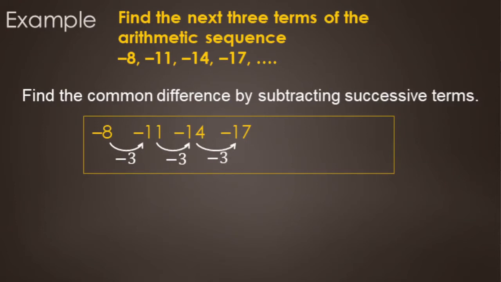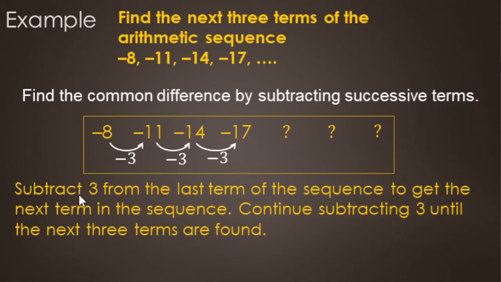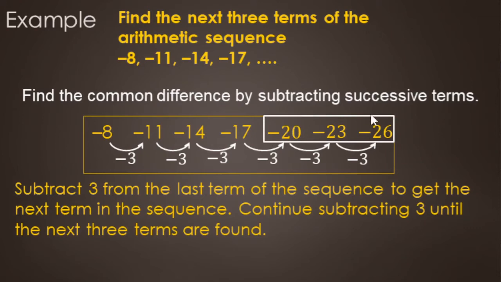So now that we know that our common difference is negative 3, what we're going to do is just follow that pattern all the way out and get the next 3 terms there. So negative 17, and then we're going to subtract 3 until we get the next 3 terms. So negative 17, again, subtract 3, and that ends up with negative 20, subtract 3, and we get negative 23, subtract 3, and we end up with negative 26. So these 3 right here would be the answer to this question.